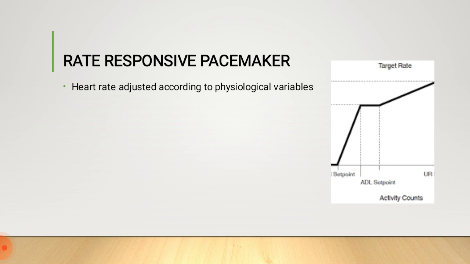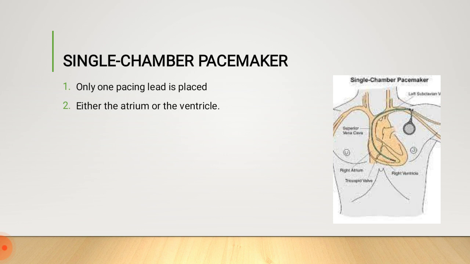Rate responsive pacemaker. Heart rate is adjusted according to the physiological variables. Single chamber pacemaker. In a single chamber pacemaker, we have only one lead. It can be placed in the atrium or the ventricle.